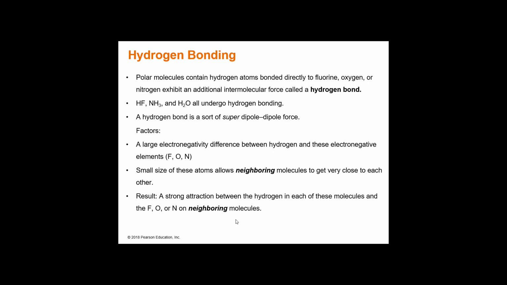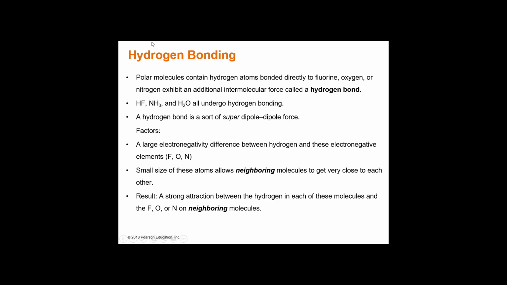A hydrogen has to be bonded to one of these. It has to have a very large electronegativity difference, which you will find in fluorine, oxygen, and nitrogen. The small size of these atoms allows neighboring molecules to get very close to each other. So these are the factors. And when they are met, there is a strong attraction between the hydrogen in these molecules and the F, O, and N on neighboring molecules. So let me explain what this is.